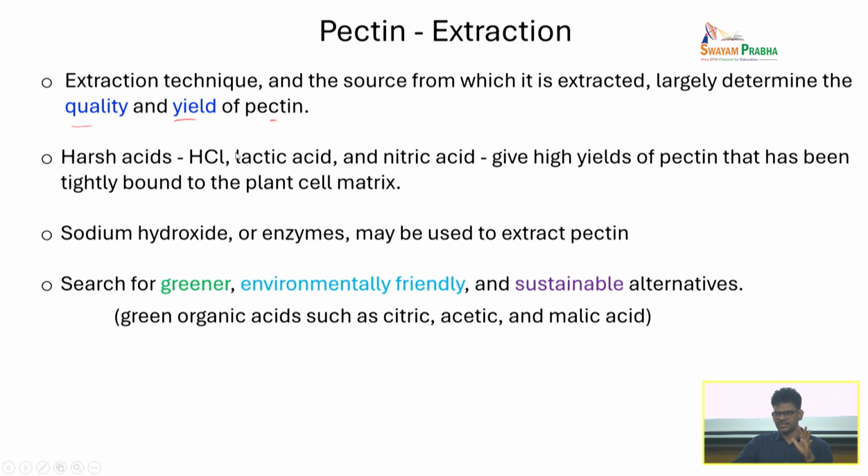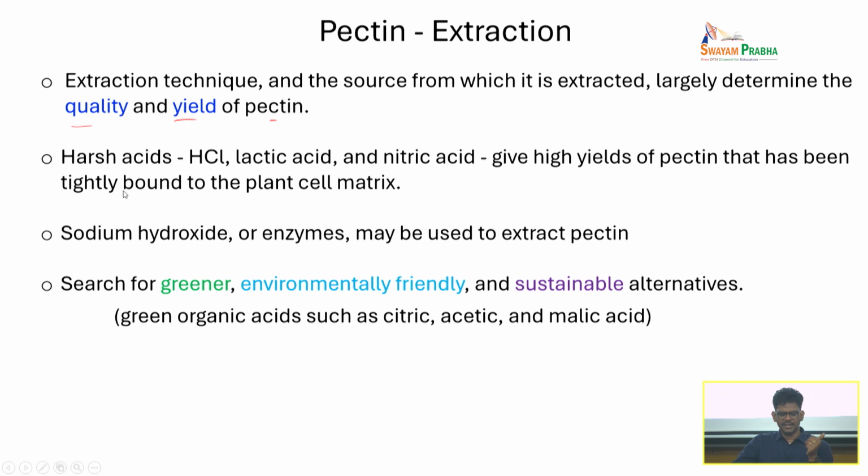Typically in this extraction, very harsh acids are used because you want to go to very high acid concentrations or very low pH, where you can extract pectin from other materials. Typically HCl, lactic acid, nitric acid are used, and they are known to give high yields of pectin by removing the bond between the pectin and the cell wall matrix.